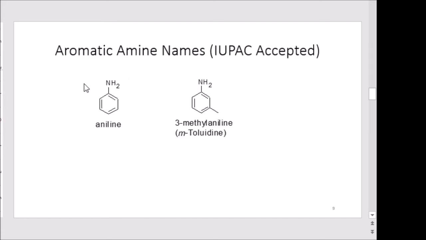Now, IUPAC also accepts a benzene ring with an amine on it, being aniline, and then 3-methyl-aniline, for instance. It would be a methyl group in the meta position here. And so that's also referred to as toluidine. Toluidine. And so aniline you'll see more often, and these not so much.